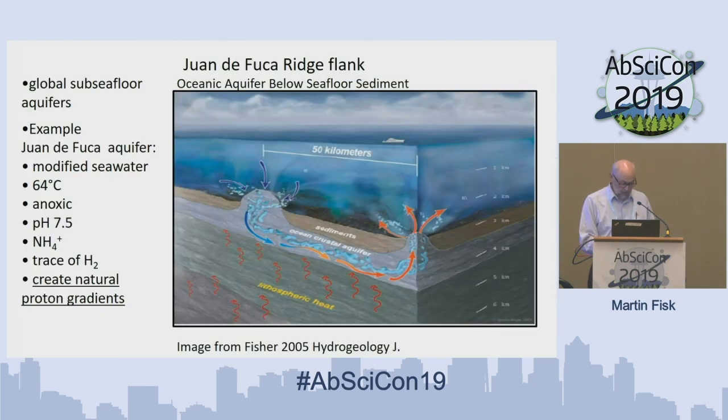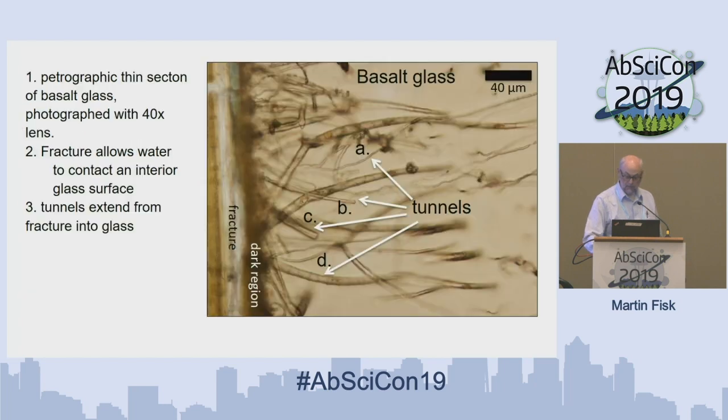So the one that we came up with uses a system which is vast in the oceans. This ocean crust aquifer covers about 60% of the Earth's surface in the sea. Here's some details. This one on the Juan de Fuca Ridge is 64 degrees. There's no oxygen. pH 7.5, which is not too different from seawater. It also has some traces of compounds that are important for life. And in there, we think the natural proton gradient is formed.